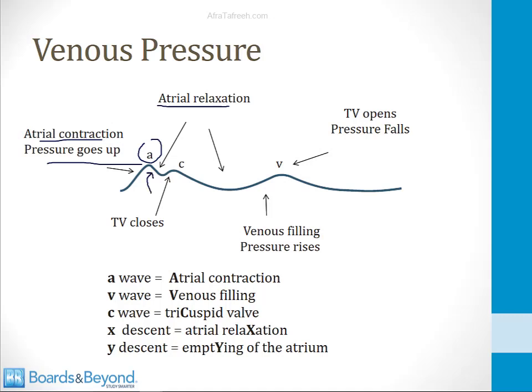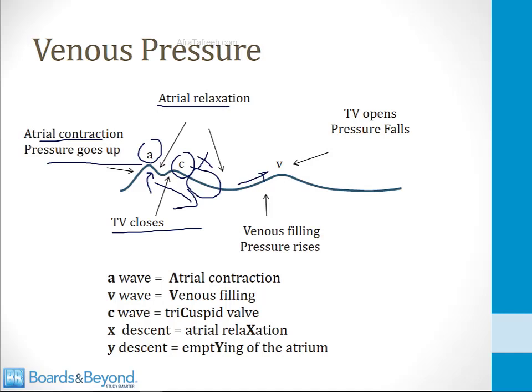But that fall in pressure is interrupted by a little bump called the C wave, and the cause of the C wave is closure of the tricuspid valve. When it closes, it causes a little hiccup in the fall in blood pressure inside the right atrium, and that generates the C wave. This fall in blood pressure right here is called the X descent, and then it ends and pressure starts to go up.